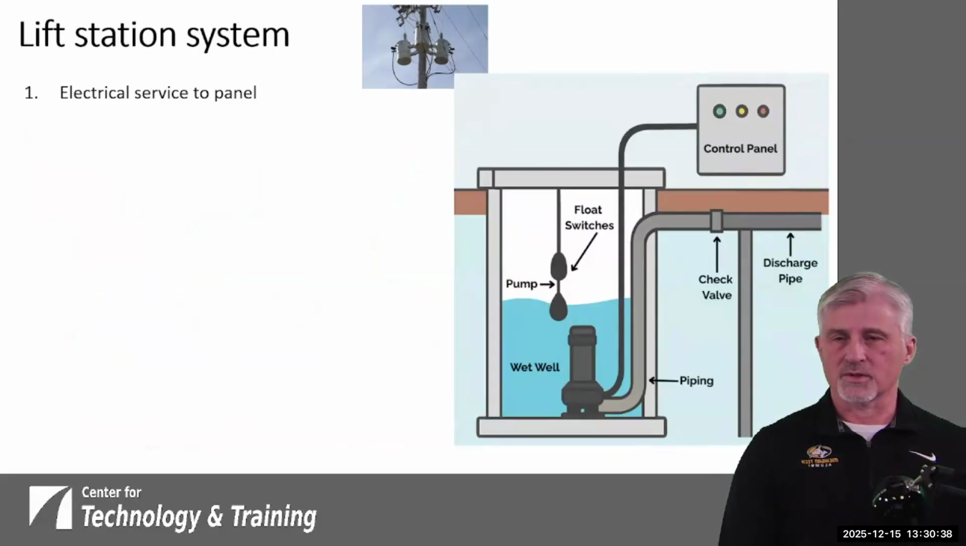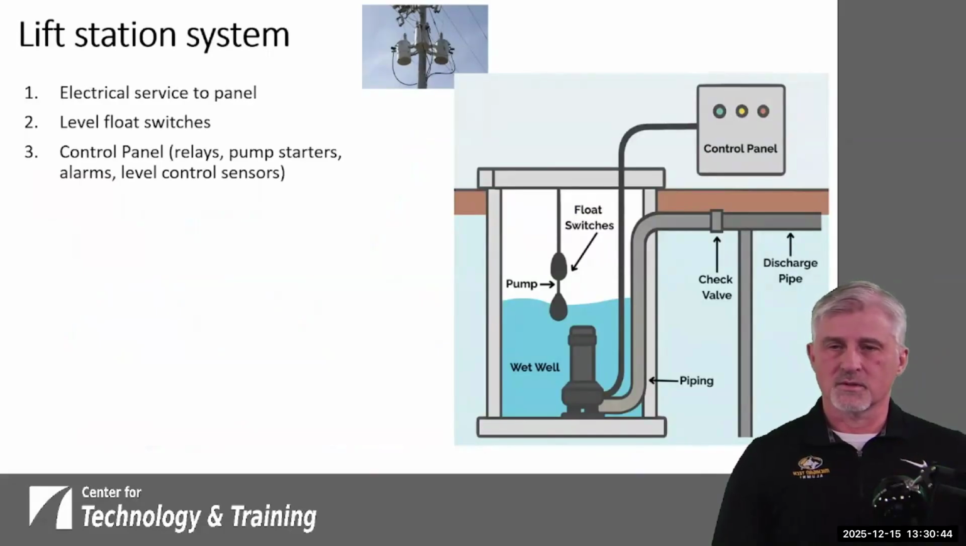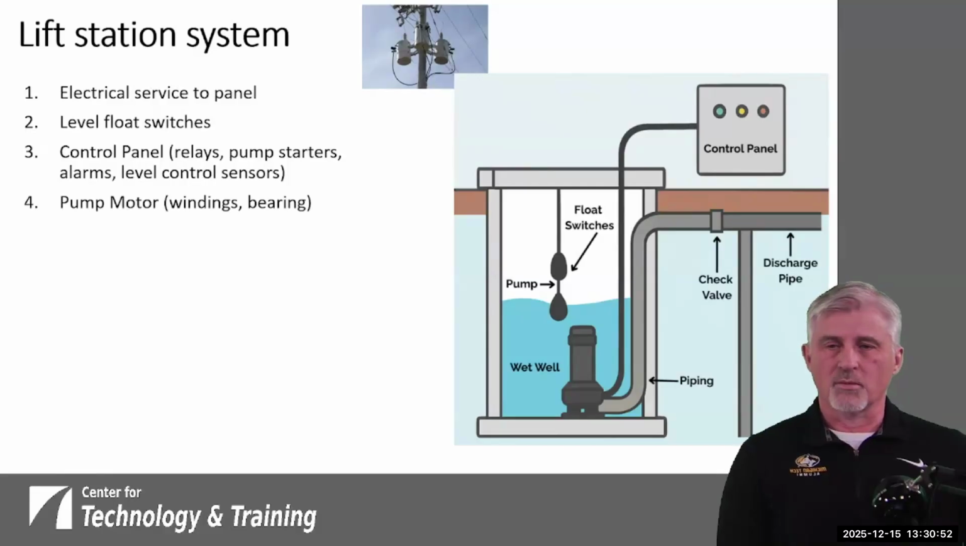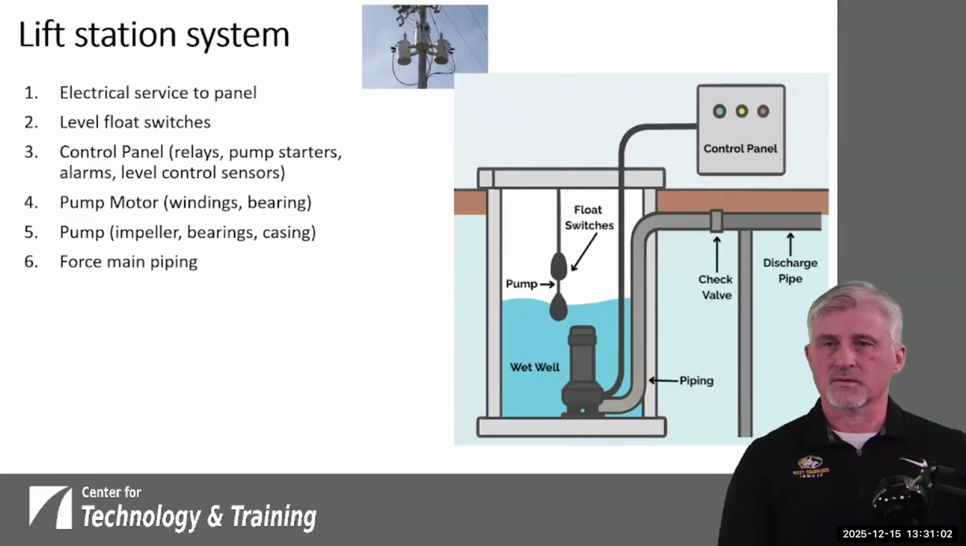There's several different components. We've got an electrical service to the panel. We've got level float switches. We've got a control panel. It's got relays, pump starters, alarms, level control sensors. We've got a pump motor. We've got a pump. It's got impellers, bearings, casings. We've got force main piping. So we're going to pump this to a force main. And we've got a check valve in the force main.